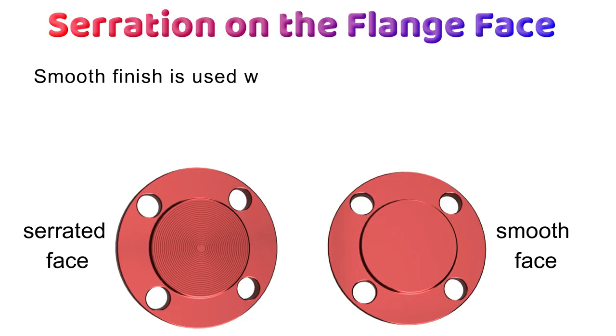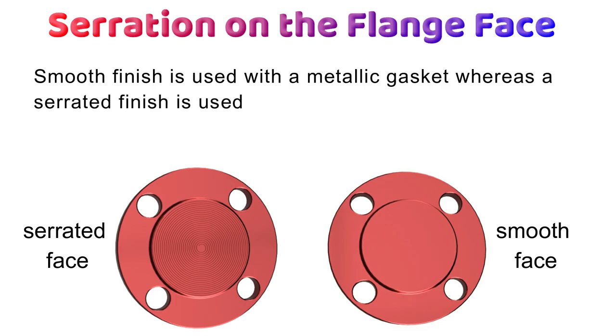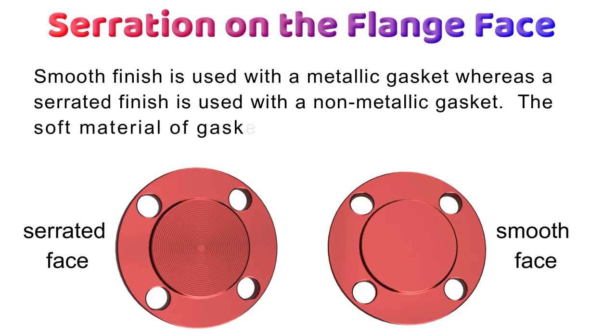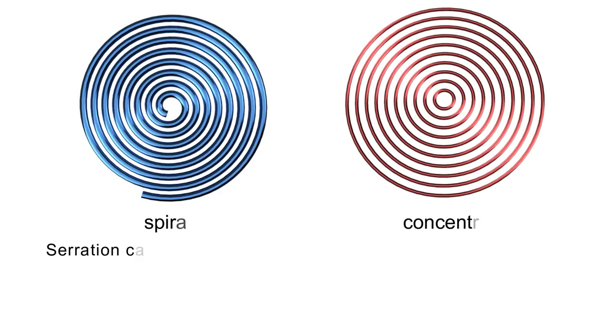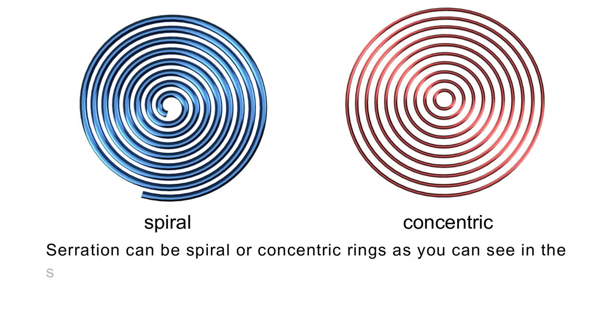Smooth finish is used with a metallic gasket, whereas a serrated finish is used with a non-metallic gasket. The soft material gasket is set in this serration and prevents liquid or gas from passing from the flange joint. Serration can be spiral or concentric rings as you can see in the slide.